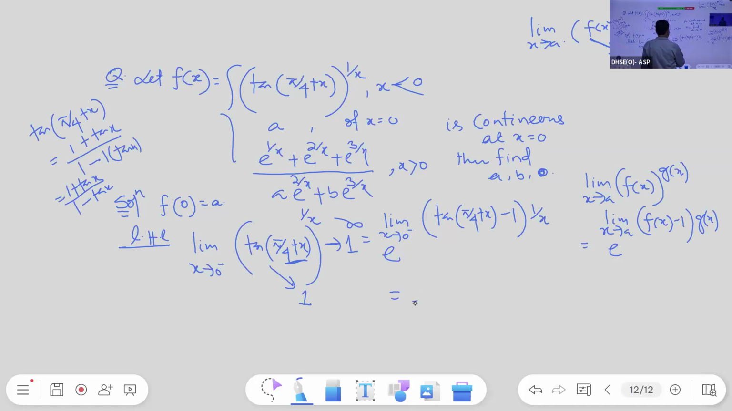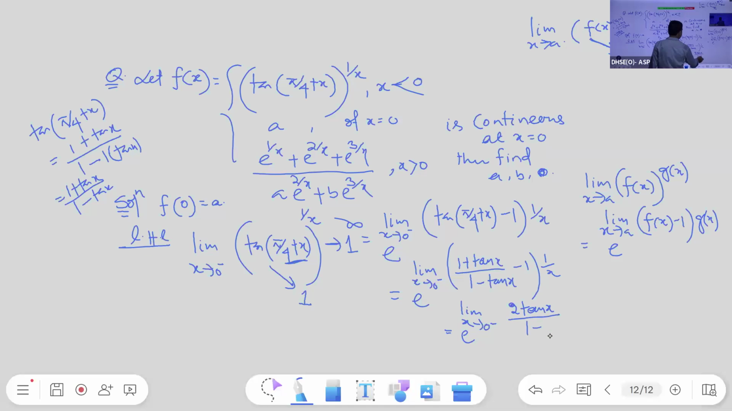So this limit equals e raised to the power limit as x tends to 0 of 1 plus tan x upon 1 minus tan x, minus 1, into 1 upon x, right? This is equal to e raised to the power limit as x tends to 0 of, here the LCM will be 1 minus tan x, 1 plus tan x minus 1 plus tan x. The numerator will be 2 tan x divided by 1 minus tan x, into 1 upon x.